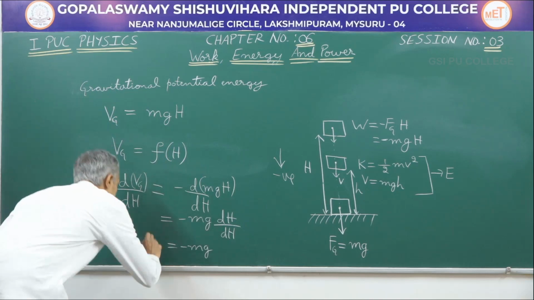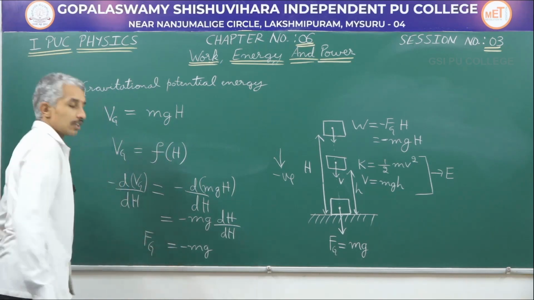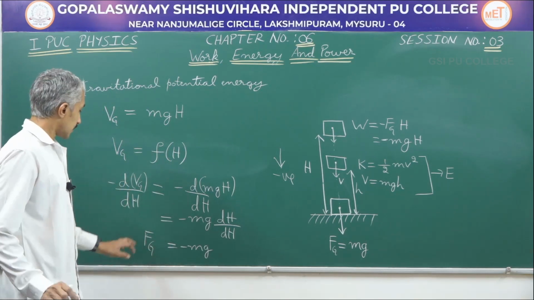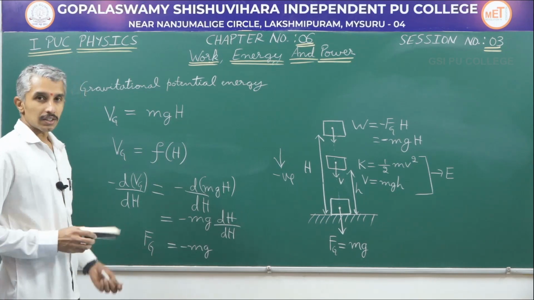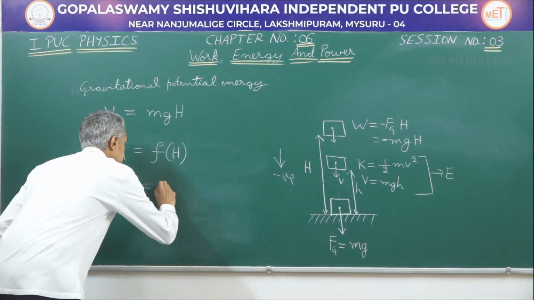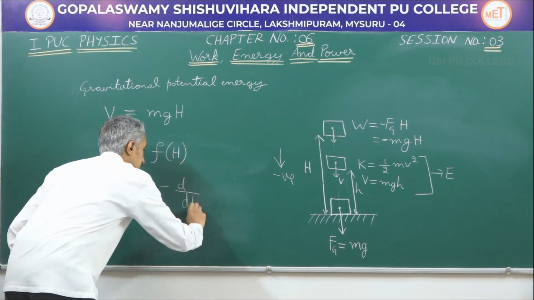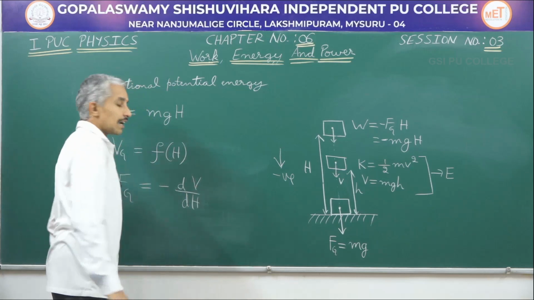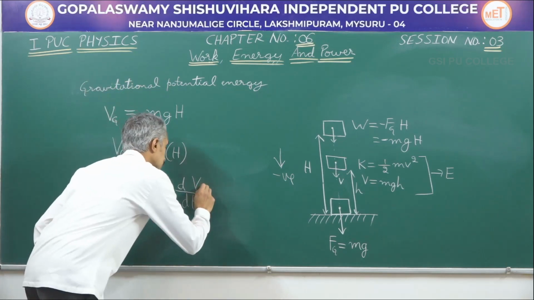Now this is equal to the gravitational force. So I can say for a conservative force, and in this case gravitational force, it is equal to the negative of the derivative of the gravitational potential energy.